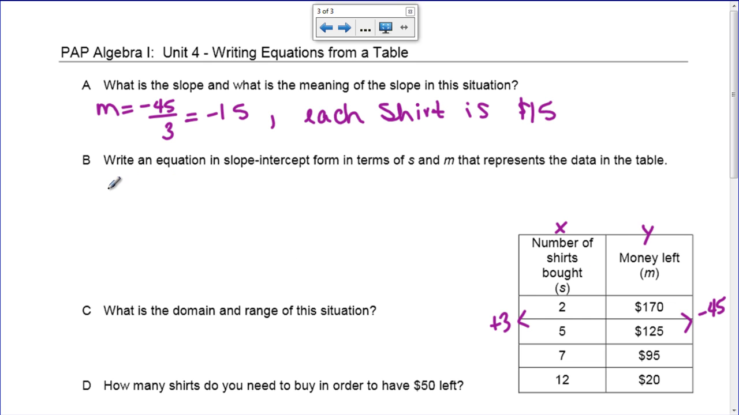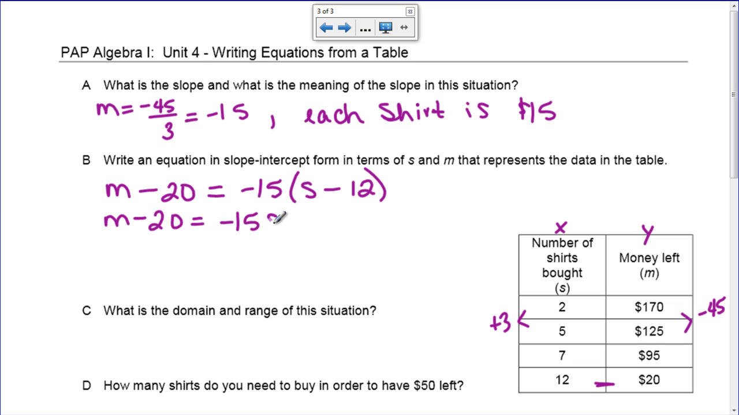So for my Y's, I would have M minus the first, my point right here. Actually it really doesn't matter. I'm going to go with this bottom point, this 12, 20, and so my M happens to be 20, so I have M minus 20 equals, my slope is negative 15 times S minus 12, because that's the S value that goes with my 20. And then I'm going to do the math, so I'm going to distribute. M minus 20 is equal to negative 15S plus, because this negative and this negative, when I multiply, will become positive, and 15 times 12 is 180.